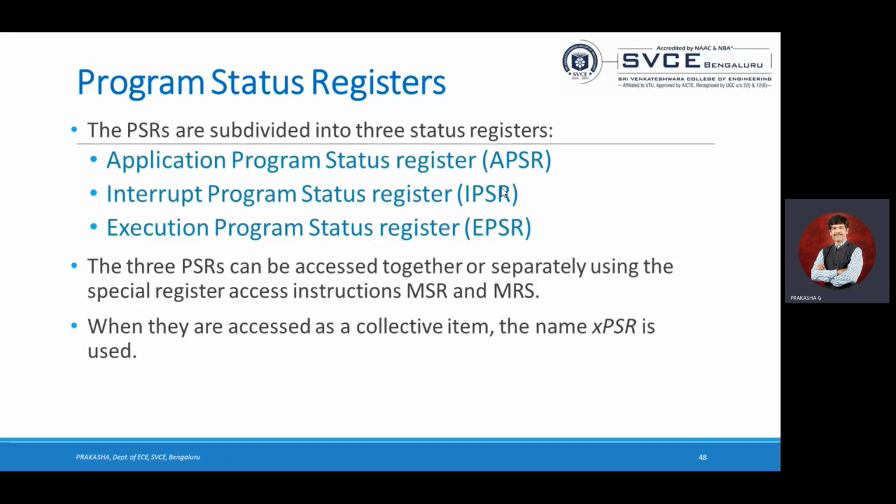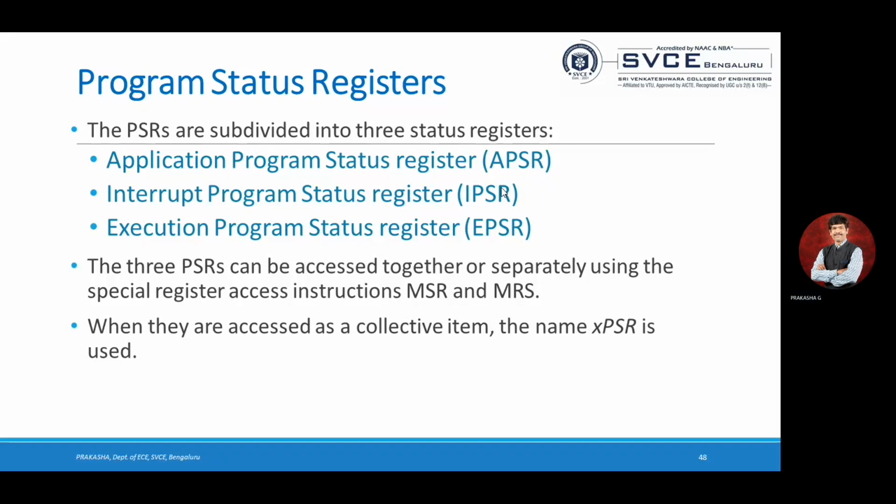The PSRs can be accessed together and can also be accessed separately using the special register access instructions called MSR and MRS. You have to be very careful when you are using these instructions. These are special instructions which are available in your ARM Cortex-M3. That is MSR, MRS.